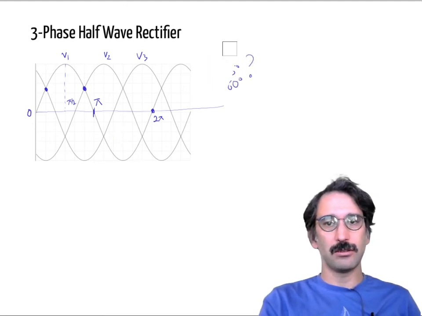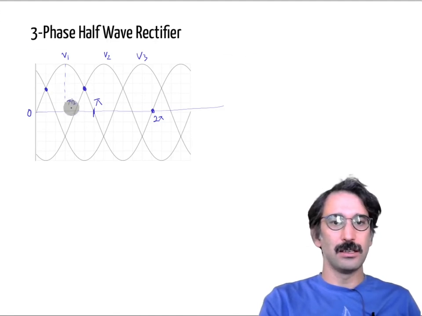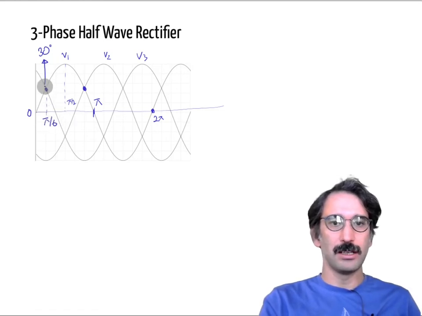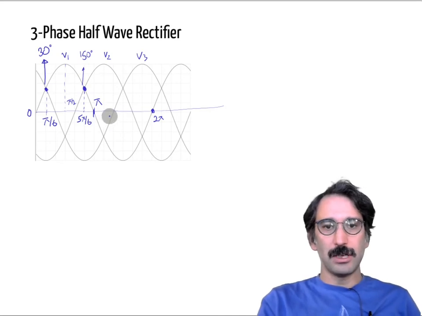So you can calculate it trigonometrically, or just remember that one. This is 30 degrees, or that point is π over 6, the point where V1 is equal to V3. And from symmetry, you can say that the other point is also 30 degrees from the end, so this is 5π over 6, or 150 degrees, right?